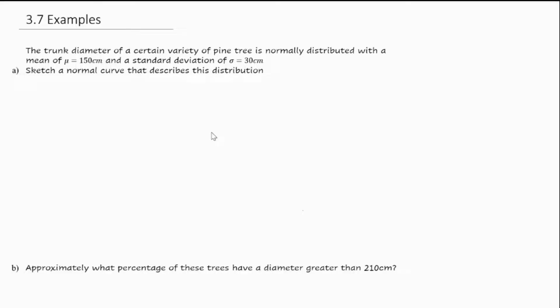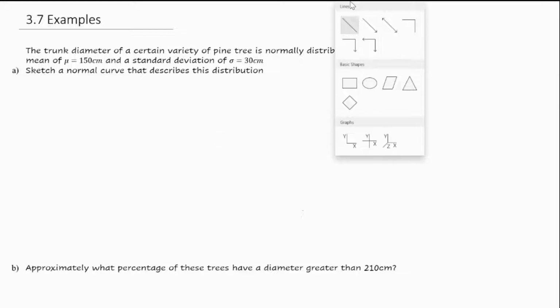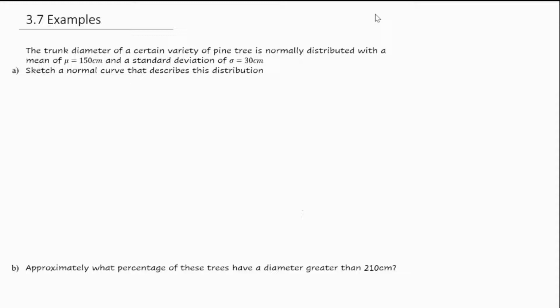This question is asking us to look at the diameter of a trunk of a certain variety of pine tree, and it's normally distributed with a mean of 150 centimeters and a standard deviation of 30 centimeters. So the very first thing it's asking us to do is to sketch a normal curve that describes this distribution. So for this normal distribution curve, we are going to use the base of the one that is in our notes.